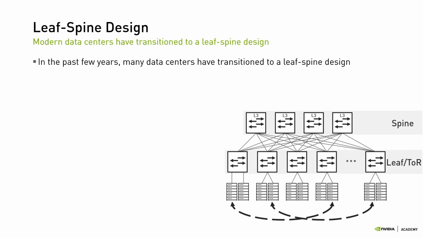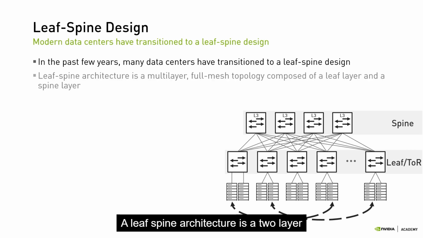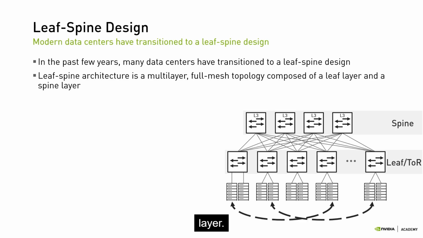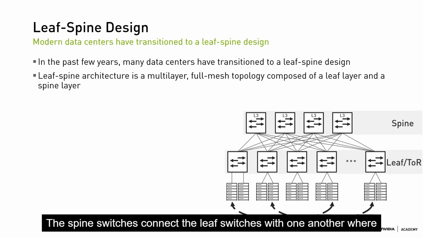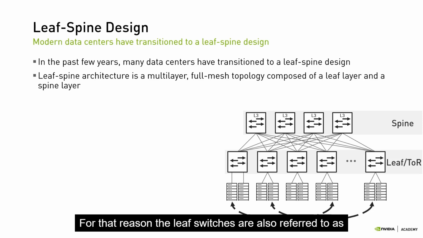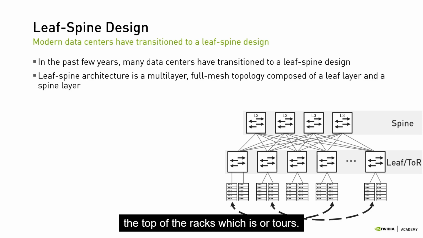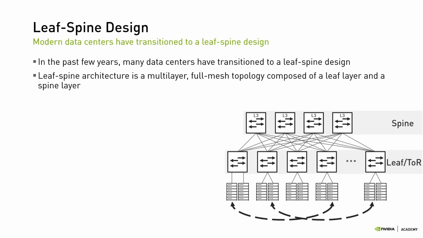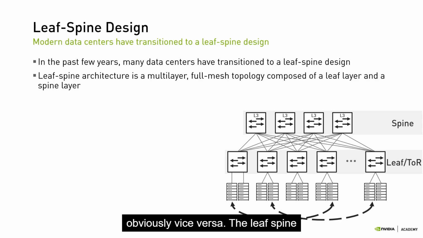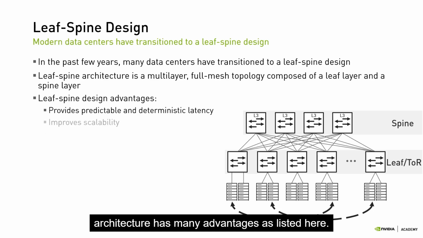A leaf spine architecture is a two-layer full mesh topology composed of a leaf layer and a spine layer. The spine switches connect the leaf switches with one another, whereas the leaf switches connect servers to the network. For that reason, the leaf switches are also referred to as the top of the rack switches, or TORs. Every leaf switch is connected to every spine switch, and obviously vice versa. The leaf spine architecture has many advantages as listed here.